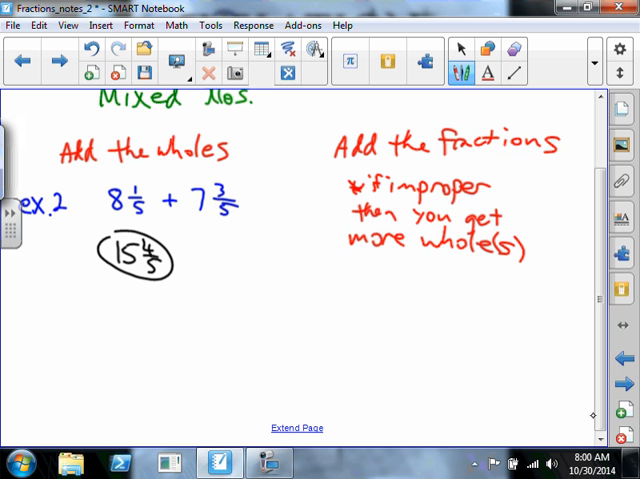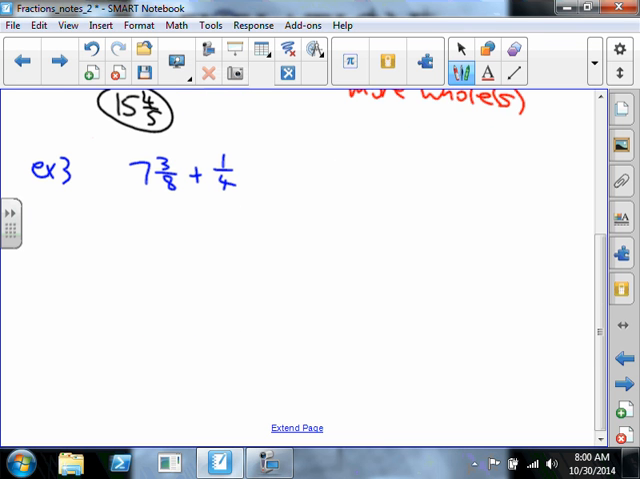Well, let's try another one. Let's try 7 3/8 plus 1/4. Now, we don't have like denominators, but we should remember from yesterday how to get a like denominator. Our LCD should be what? 8. So what we're going to do to the 1/4 is multiply by 2 over 2. So what we've really got is 7 3/8 plus 2/8. So this is going to give us how much? 7 5/8. And that's it. How are we doing so far, okay?